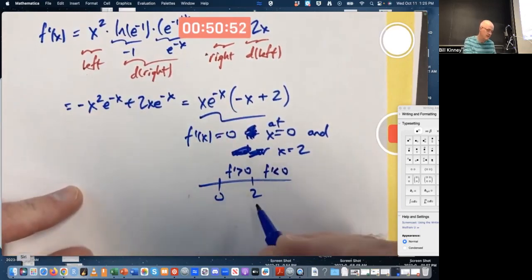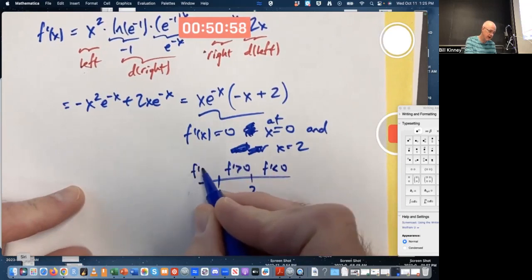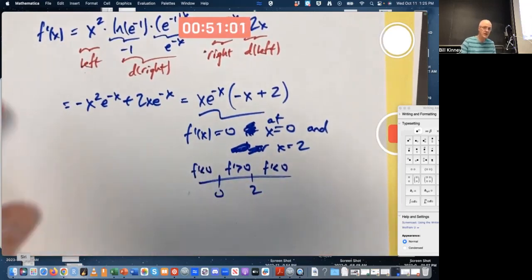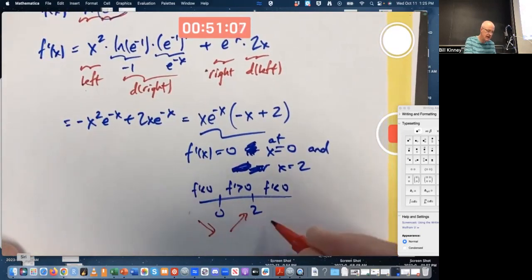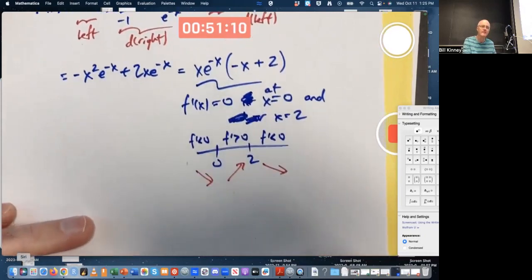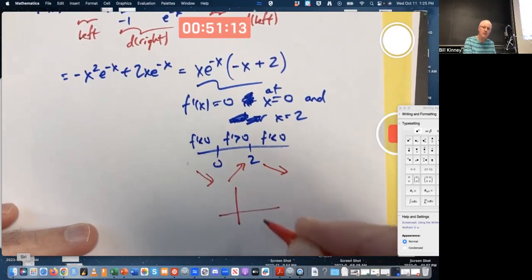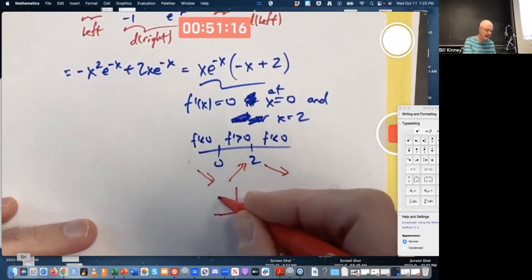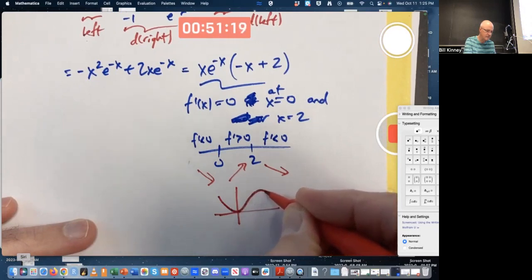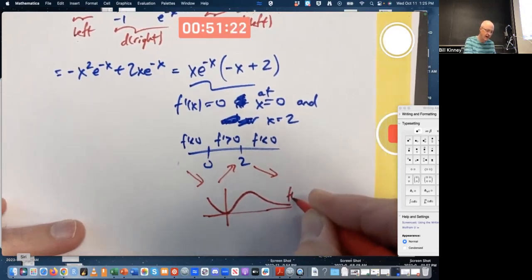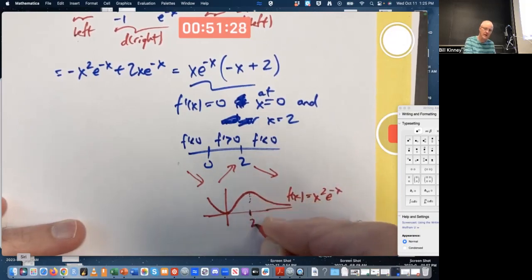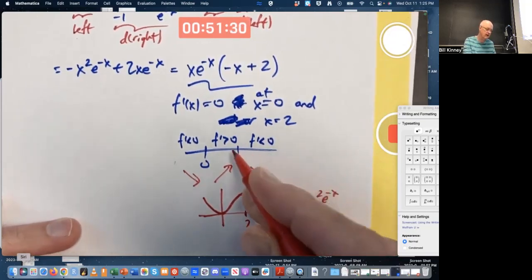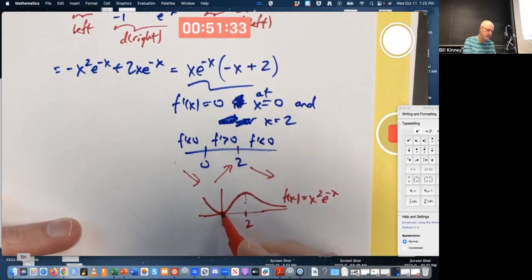This is the number line. And if you plug in a number like negative 1, you also get a negative derivative. F prime is negative over here. That tells you the original function, x squared e to the negative x, is decreasing in here, increasing in here, and decreasing right there. And I can tell you, based on experience, that the graph of f looks about like this. This is the graph of f of x equals x squared e to the negative x. And it has what's called a local maximum at 2, where the derivative is 0 and the derivative changes sign from positive to negative, and what's called a local minimum at 0.